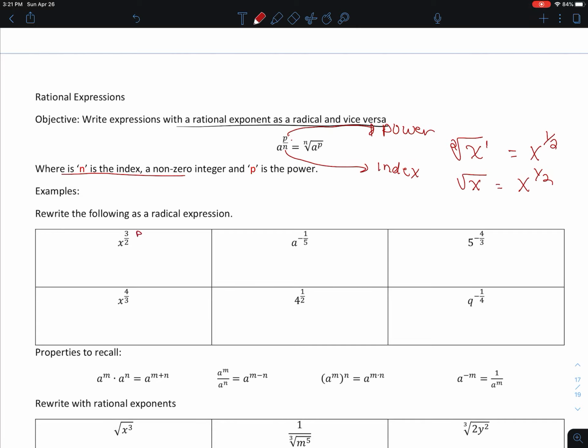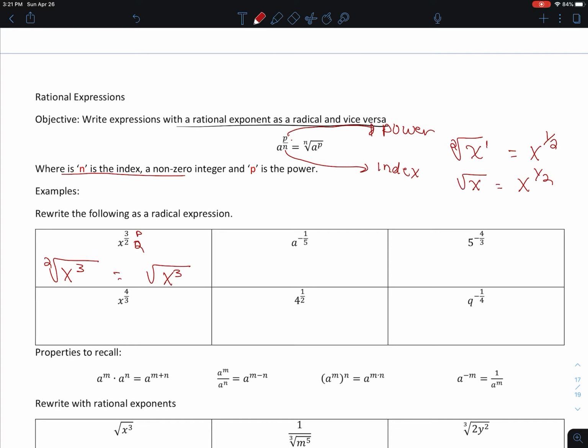It's x to the 3/2, so our power is 3, our index is 2. So we could write that as x to the power of 3 with an index of 2. So remember, we normally don't write that index of 2, so we could just write this as x cubed.